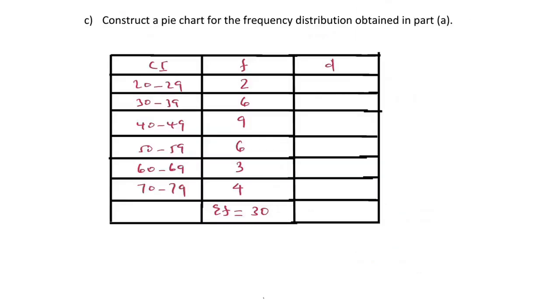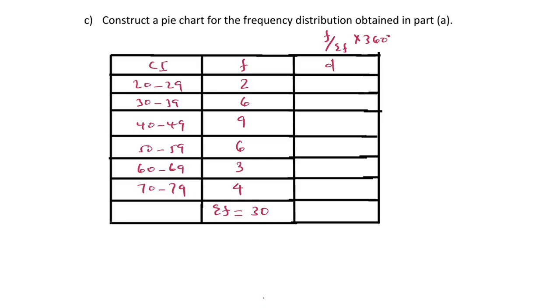For part C, we are supposed to construct a pie chart for the frequency distribution obtained in part A. Okay, so for this one, we have to know that a pie chart is a circle that represents the class intervals in terms of degrees, and the sum of the degrees should be equal to 360 degrees. Then to find the degrees for each class interval, we are going to use the formula: frequency over summation of frequency times 360 degrees.